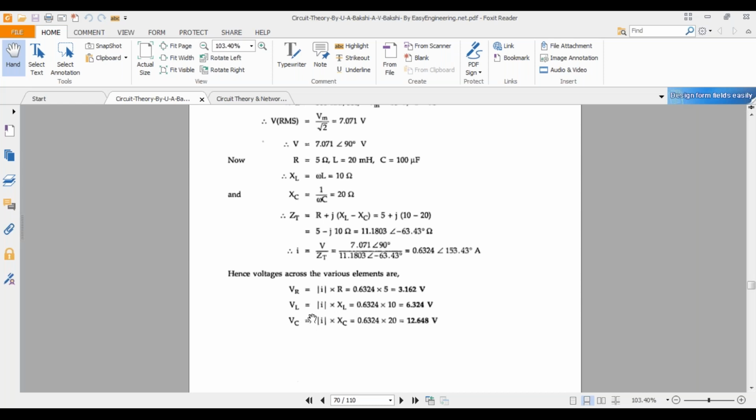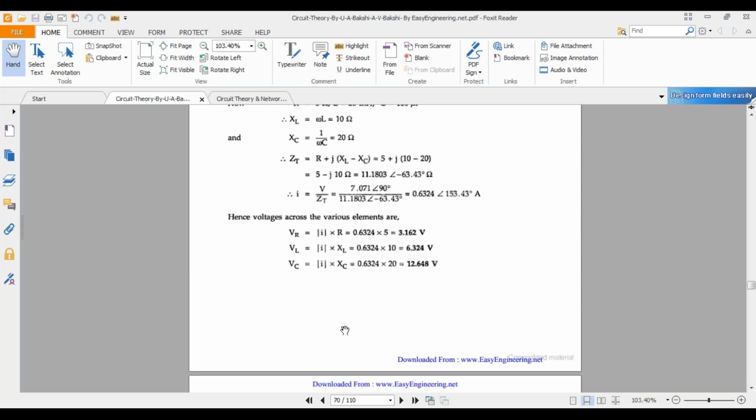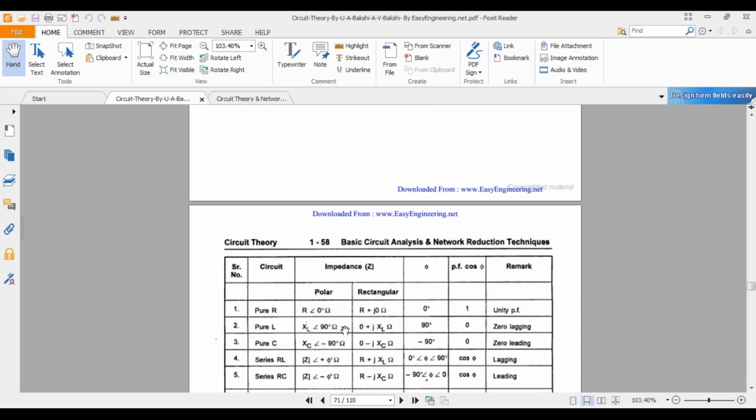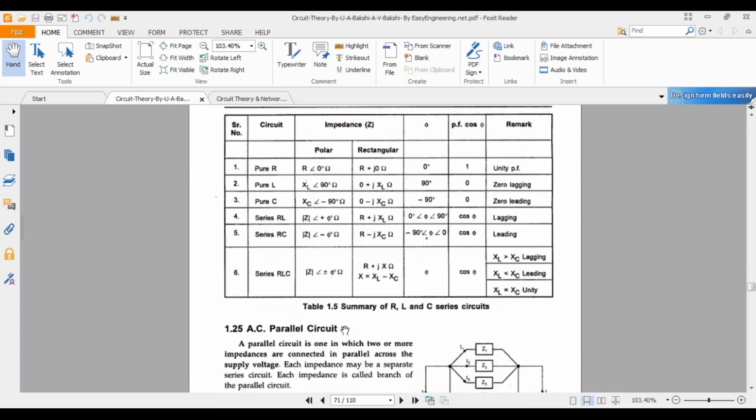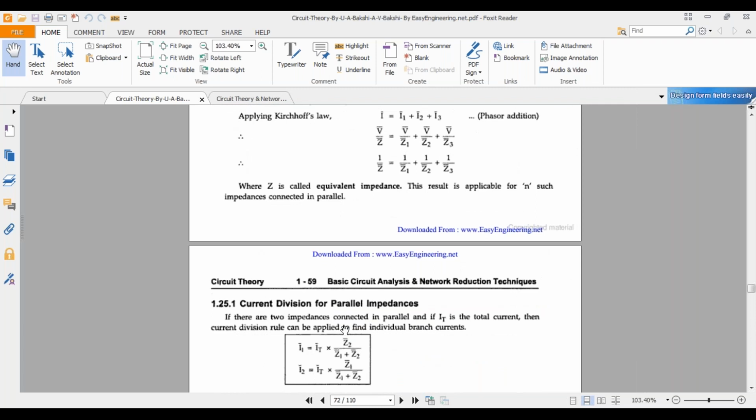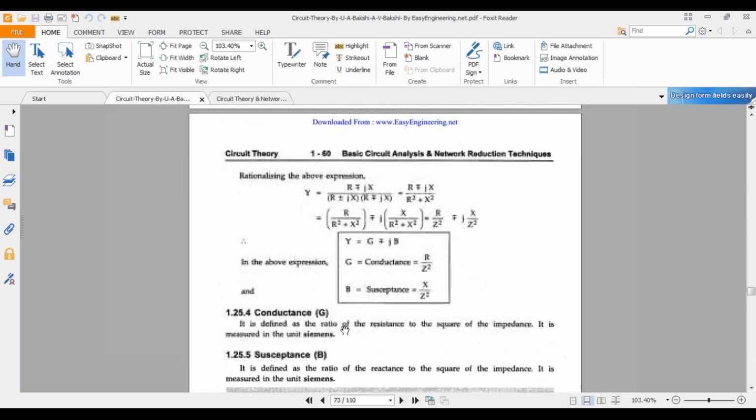Now the voltage across resistance is equal to I into R. You can calculate this. And similarly, voltage across inductance can also be calculated as I into XL, and the capacitor voltage can also be calculated as I into XC. A very simple problem for understanding that one. Similarly, as you have seen in that one case.